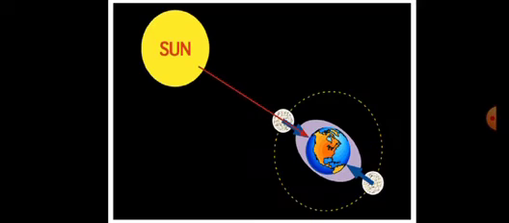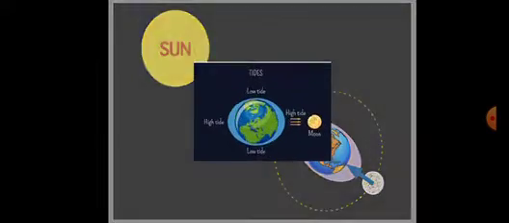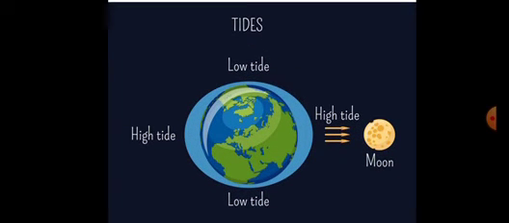So, the moon's gravitational force causes ocean tides. The moon's gravitational pull generates something called tidal force. That tidal force causes the earth and its water to bulge out on the side closer to the moon. Such bulges of water are called high tides, and the other sides are called low tides. So, from this, we can understand that high tides and low tides are caused by the moon.